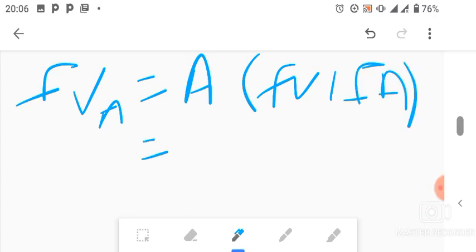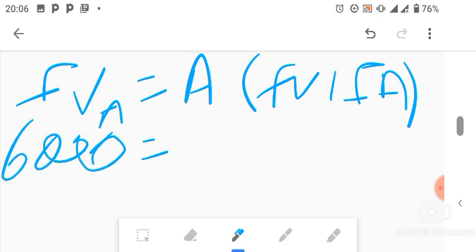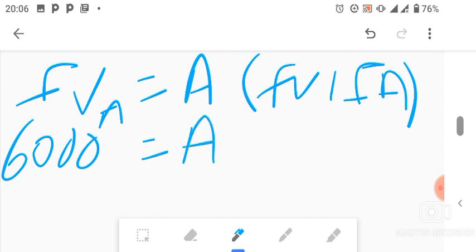So let's substitute what we have. We have a 6,000 that we want to equate to in the future. Let's rewrite that properly. Then the annuity is what? Do we know the annuity? No, because they said how much must you be depositing each year. We don't know, so it's going to be A. Then what about this other part, FVIFA, the interest factor of an annuity? What have we been given?